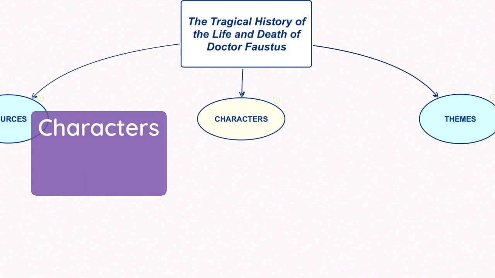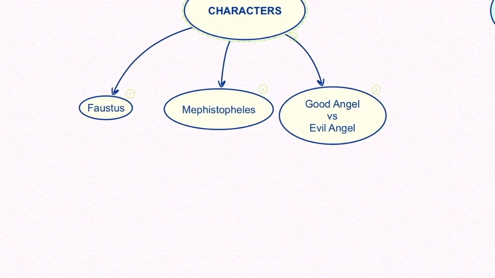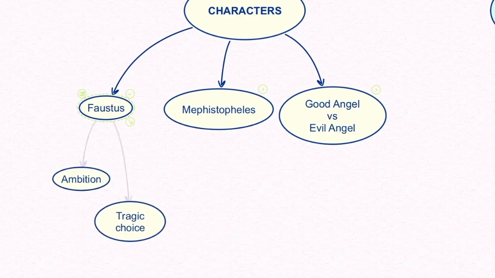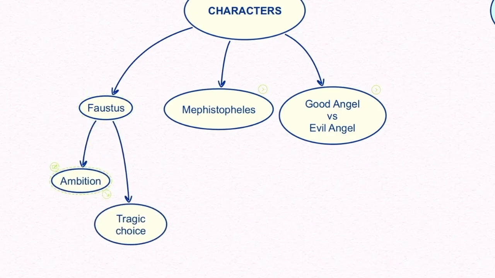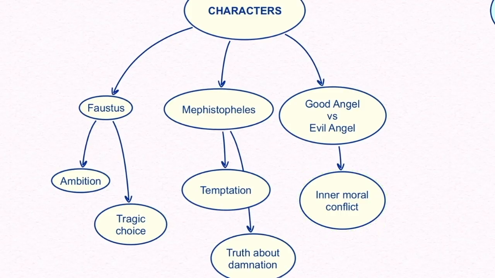Under characters, draw 3 branches from left to right. On the left branch, write Faustus, and under it the keywords ambition and tragic choice. On the middle branch, write Mephistophilis and the keywords temptation and truth about damnation. On the right branch, write good angel versus evil angel with the keywords inner moral conflict.